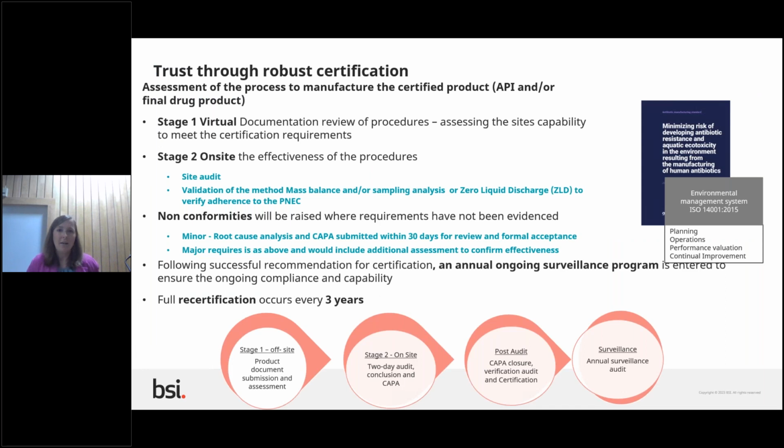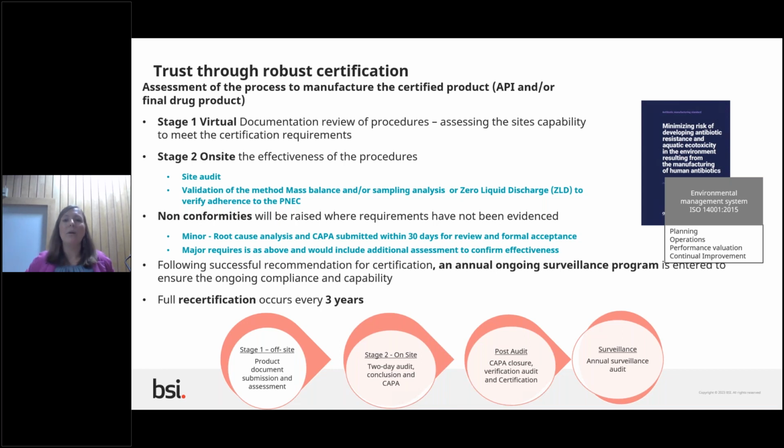So a little bit more detail, because we get asked, how do we roll this out? So I guess the question ultimately is that we're going through a multi-stage process for assessment. The first is a virtual stage 1 assessment, which is really to get to know your site and your production process for the antibiotic that you're looking to certify. So it's really a documentation review, understanding your waste process, your mass balance calculation, and also, what is your wastewater treatment process, or what is your zero liquid discharge process. So that's the first stage 1 assessment.